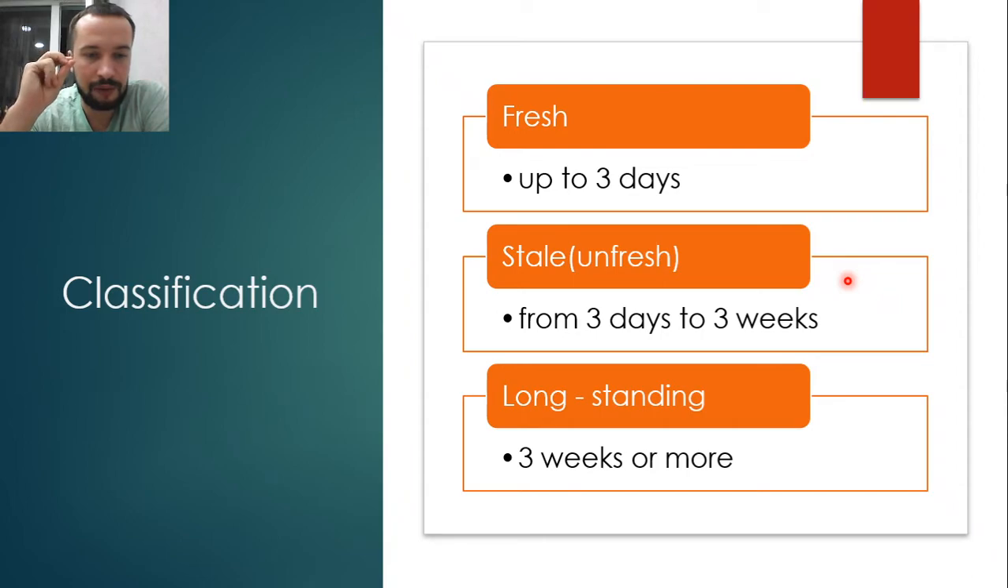Dislocations are considered fresh when no more than 3 days have passed since the injury. Stale, or unfresh, is from 3 days to 3 weeks, and old is 3 weeks or more.